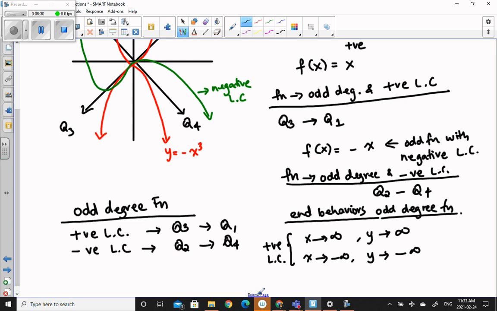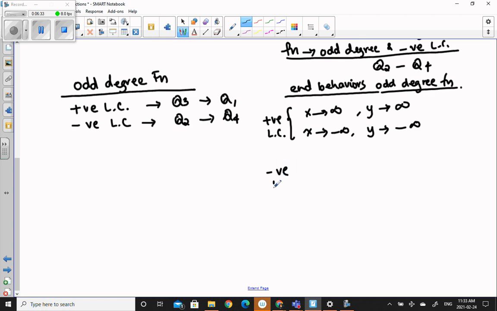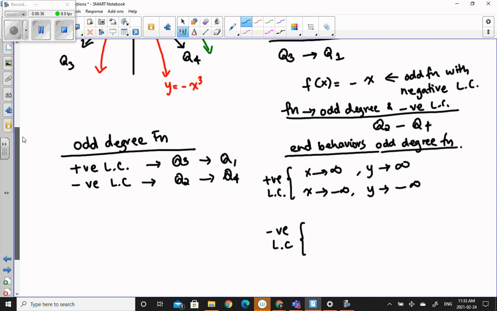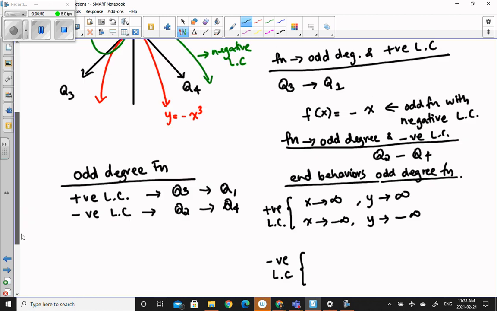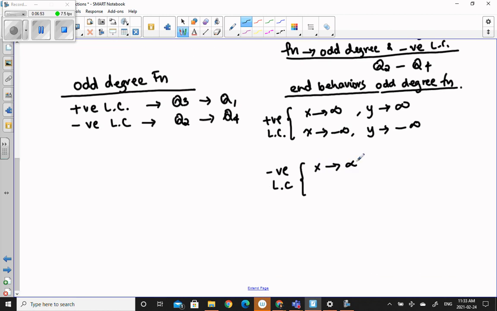Okay. If it is a negative leading coefficient, what is the end behavior? So for the negative leading coefficient, let's take this line here, f of x equals minus x. As x approaches positive infinity, y approaches negative infinity. As x approaches negative infinity, y approaches positive infinity. Okay, so when x becomes more positive, y becomes more negative, right? And when x becomes more negative, y is approaching positive infinity. So that's the end behavior based on if the leading coefficient is positive or negative.